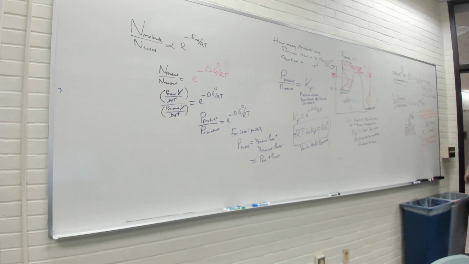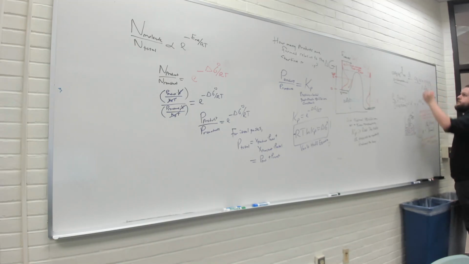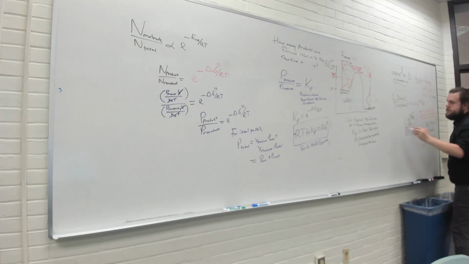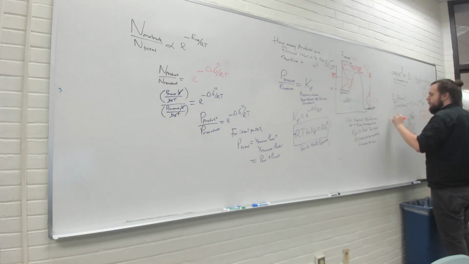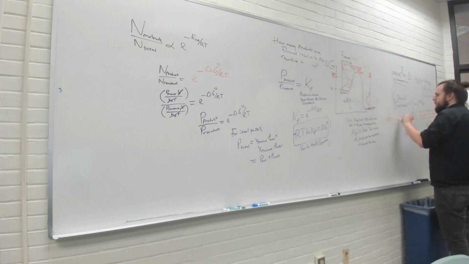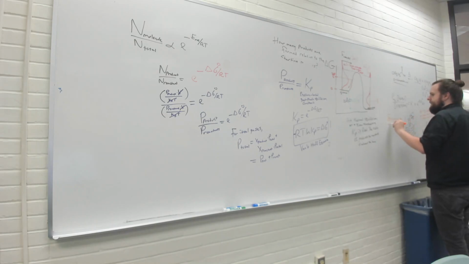And so the idea here is that bubbling, evolving a gas, and letting it escape is very entropically favored.